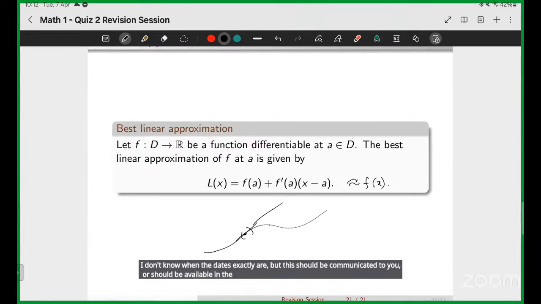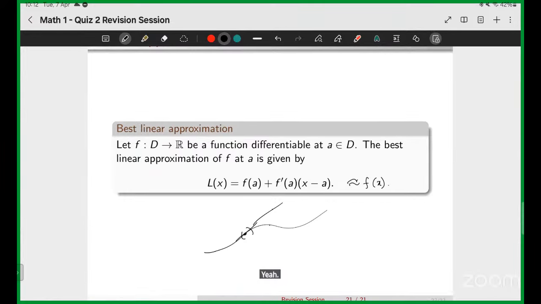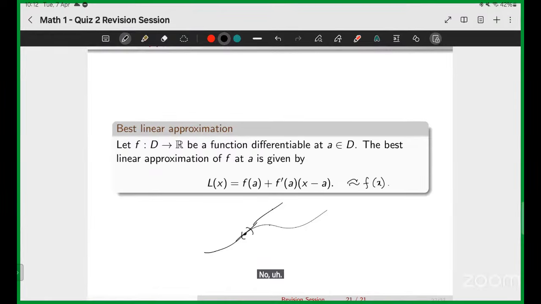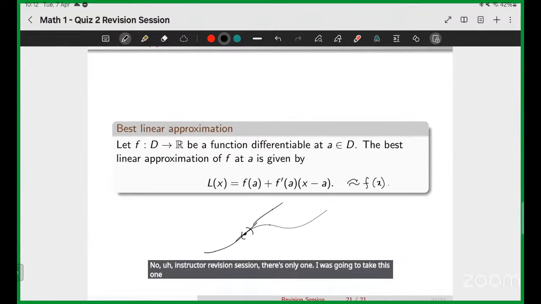Yeah, but for quiz one, actually, we had a split of two instructor sessions. I don't know why it was planned that way, but for quiz two, we have only one. So I was also checking the calendar whether we have another session apart from today. No, instructor revision session, there's only one. I was told to take this one and cover all the topics. So yeah, that's what I have done.